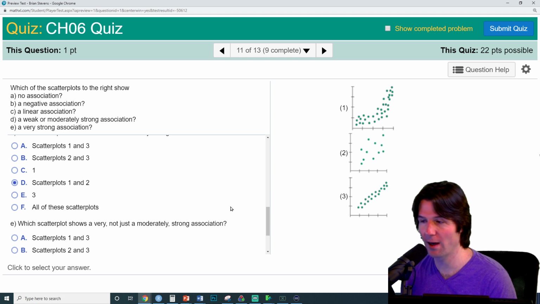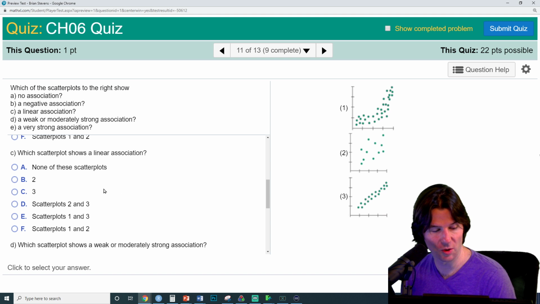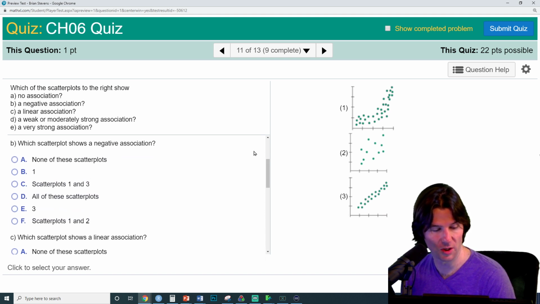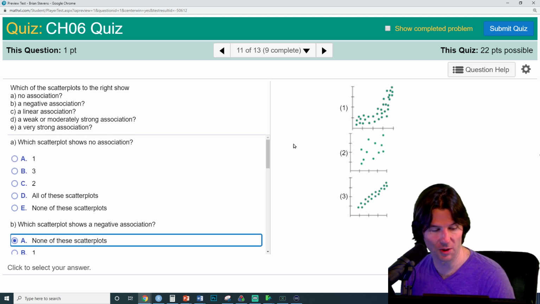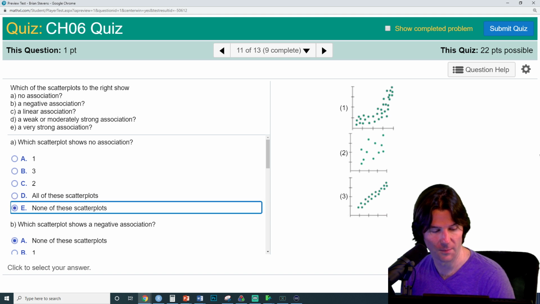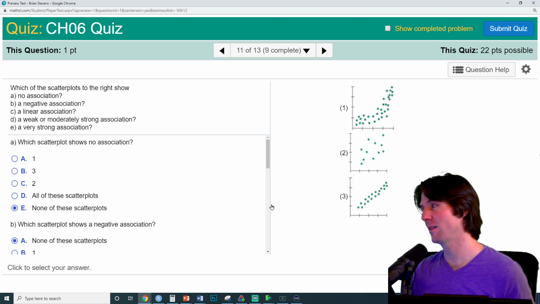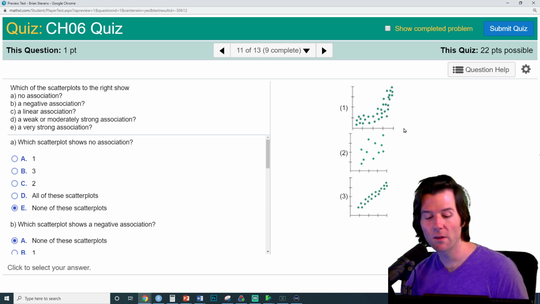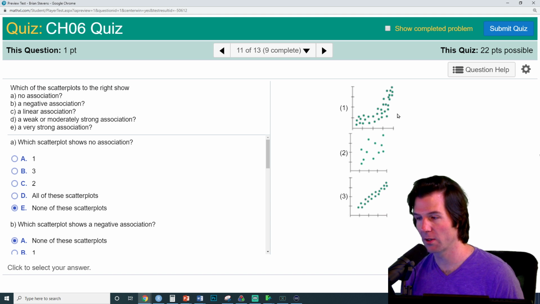Whatever you answer, you have to switch them up. Which scatterplots show a linear association? 2 and 3. Which scatterplots show a negative association? None of them. Which scatterplots show no association? None of them. Whoo! Getting scared there. So they are calling this one moderate strong. They are calling that one moderate strong.